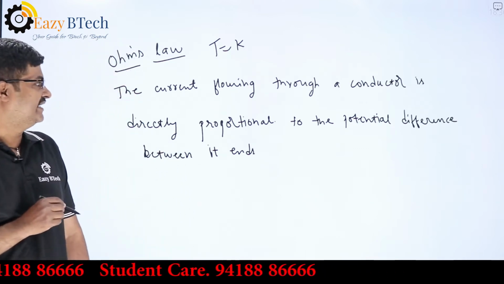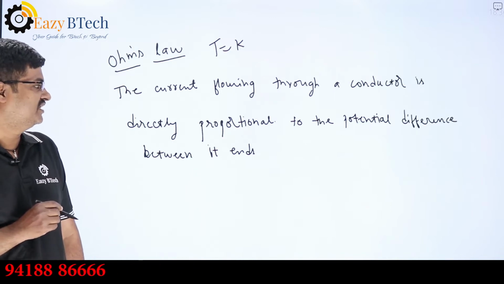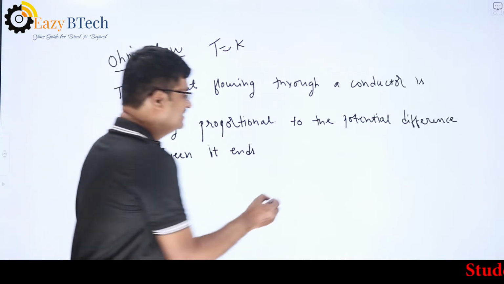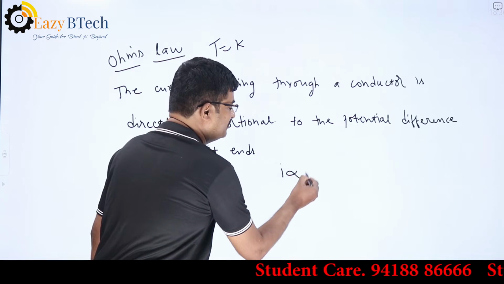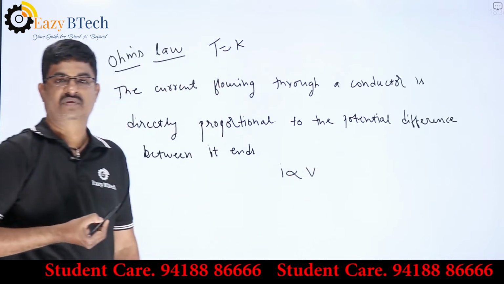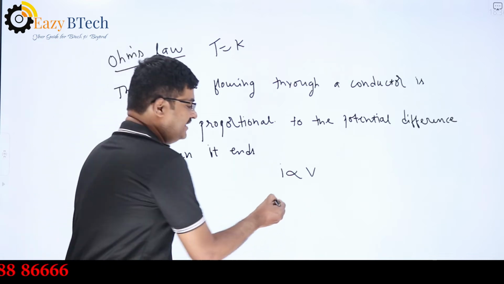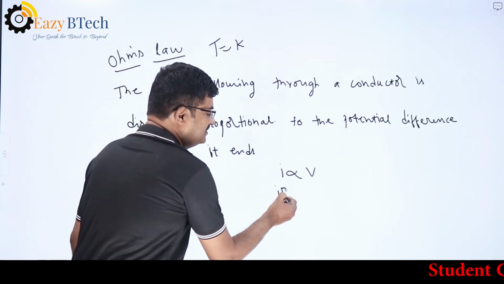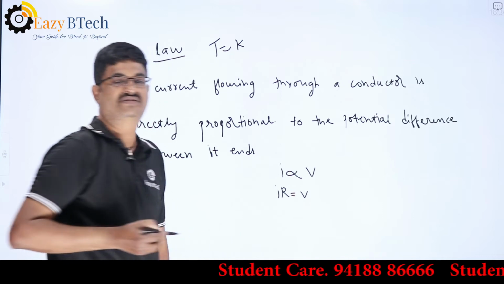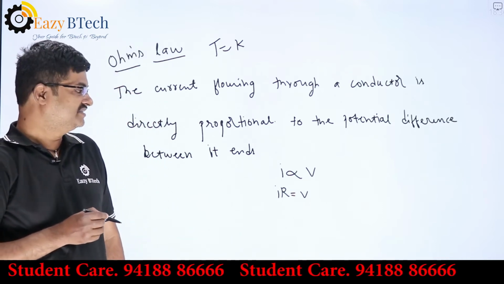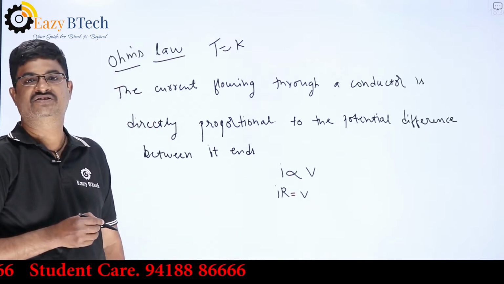The current flowing through a conductor is directly proportional to the potential difference between its ends. So I can write I is directly proportional to V. To remove this proportionality constant, I into R is equal to V, where R is said to be the resistance, I is the current and V is the voltage.